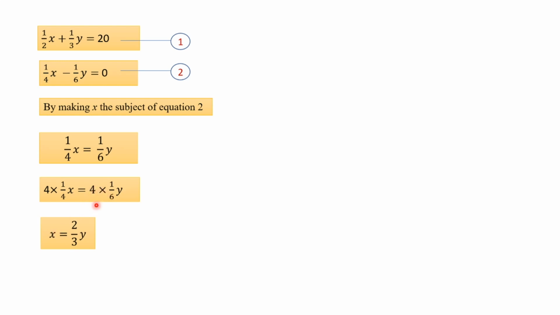Then if you multiply these two, it comes 2 over 3y. Now you can see you have found a value for x by using y. Now I am going to put this x in the first equation, because I can't use the second equation. I already used the second equation, so I can't use it again. I am going to use the first equation. So I will put 2 over 3y here, in place of x.